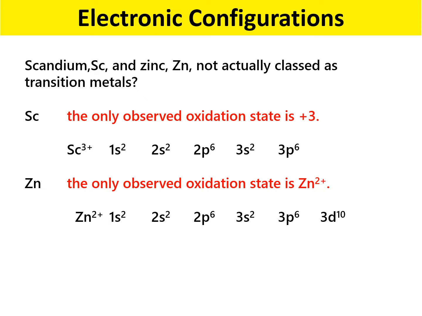If we look at scandium and zinc, they're not actually classed as transition metals. The reason is scandium only exists in the +3 oxidation state, and if you have a look, you can see it does not have a partially filled d subshell, and zinc is only observed in the +2 oxidation state, where it loses its 4s2 electrons, but it has a filled 3d subshell.